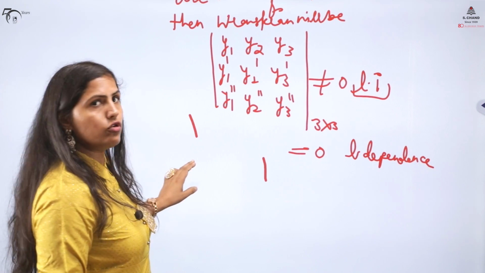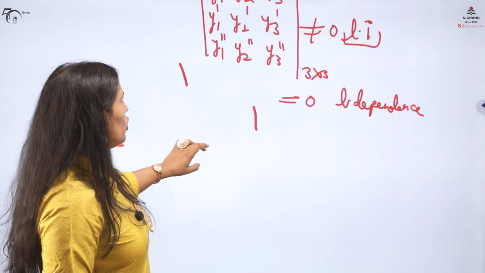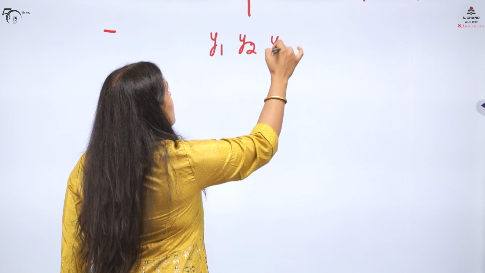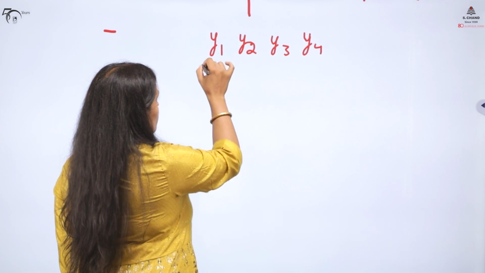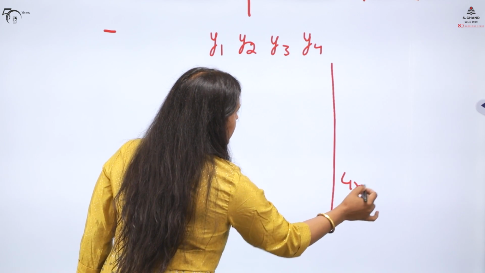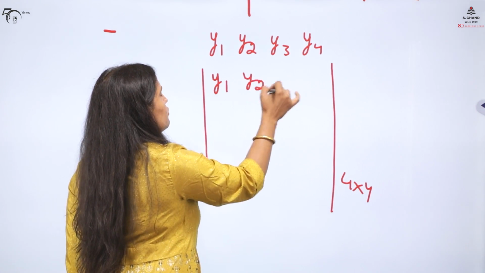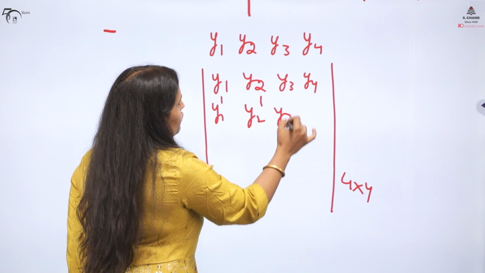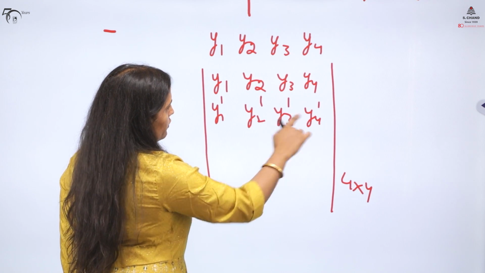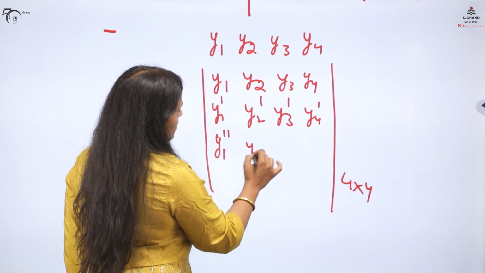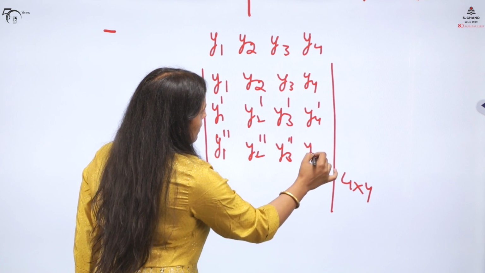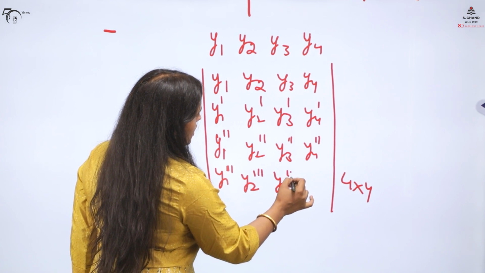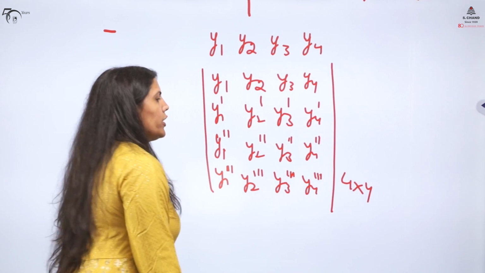Now suppose you have 4 solutions, that is the maximum case for your course. Suppose you have y1, y2, y3 and y4. It will be a 4 by 4 matrix, because in your 12th class you study determinants up to the 4th order. So the first row has all the solutions, the second row the first derivatives, the third row the second derivatives of all the solutions, and the fourth row the third derivatives. This is how you keep taking derivatives, and accordingly you get your matrix.